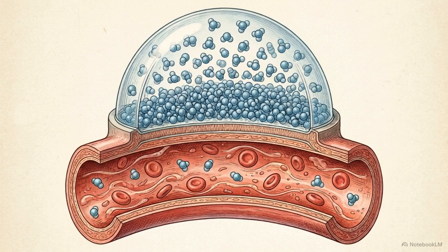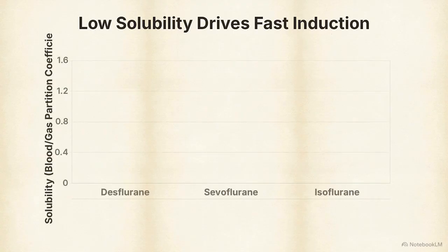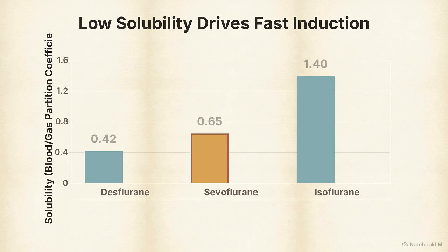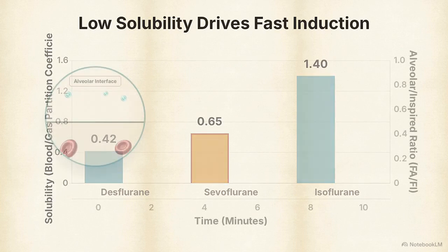The behavior of any inhaled anesthetic is largely determined by its blood-gas partition coefficient, denoted clinically as lambda B to G. This visualization compares the solubility ratios of 3 common agents. Desflurane is the least soluble at 0.42. Isoflurane is highly soluble at 1.4. Sevoflurane sits in between, with a coefficient of exactly 0.65. This mathematically low solubility translates to clinical speed.